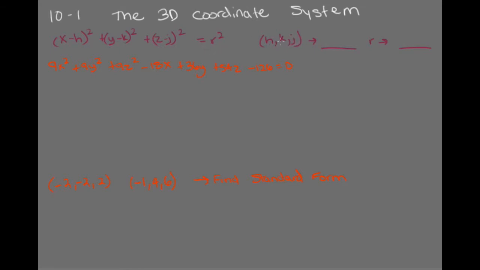And this point (h, k, j), which comes from (x minus h) squared, (y minus k) squared, (z minus j) squared, is going to be the center of our sphere, and r, which is the square root of whatever this is equal to, is going to be the radius. Okay, so now we have this equation that's given to us, and what we want to do is find the standard form of that sphere.